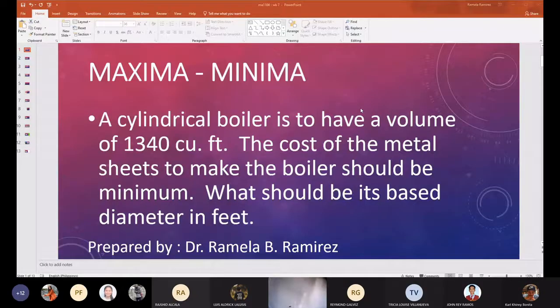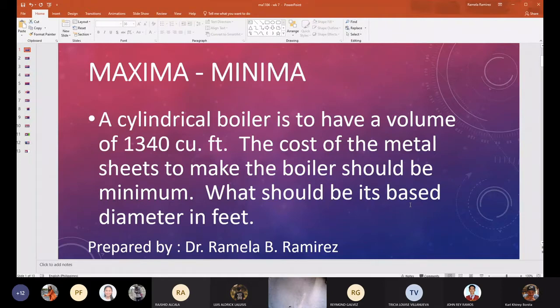We are going to discuss this problem. The problem states that we have a cylindrical boiler, and that the cylindrical boiler has a volume of 1,340 cubic feet. And the cost of the metal sheets to make the boiler should be minimum. What should be its base diameter in feet?